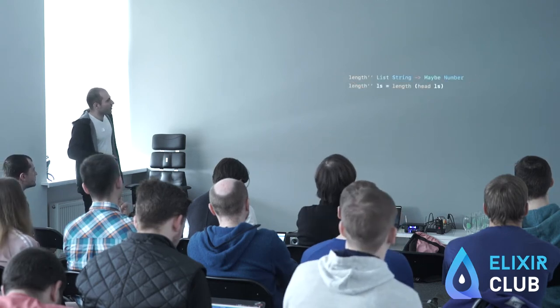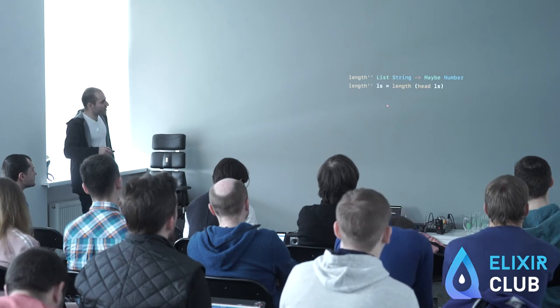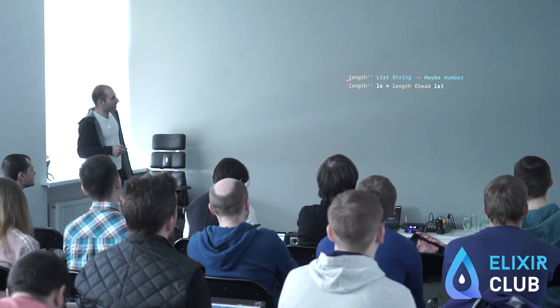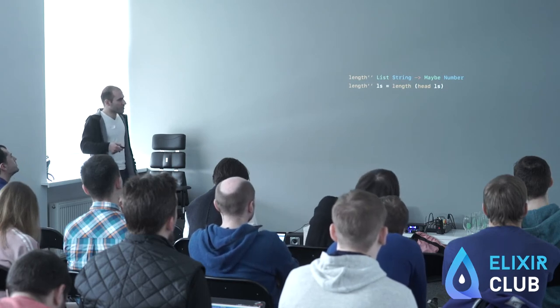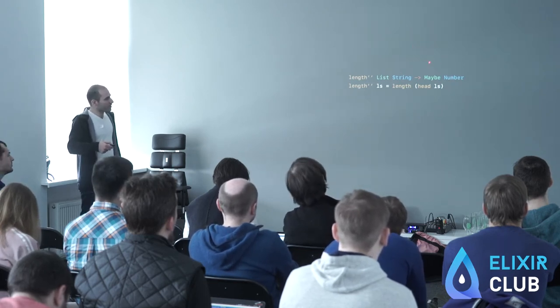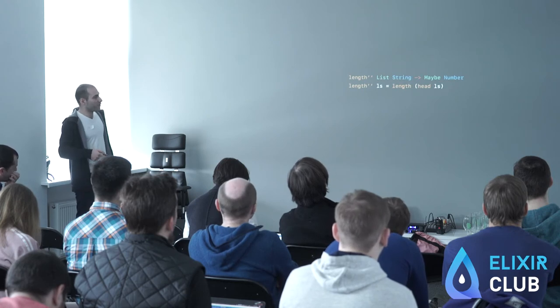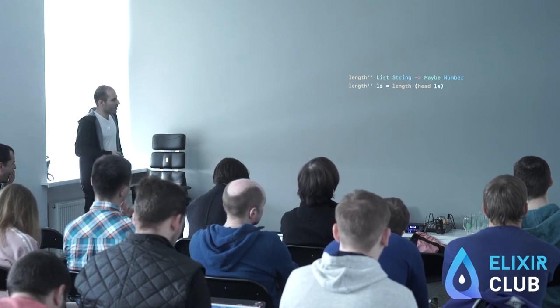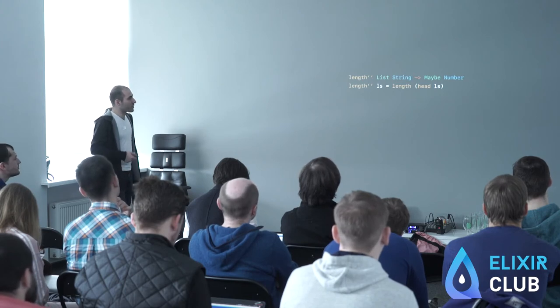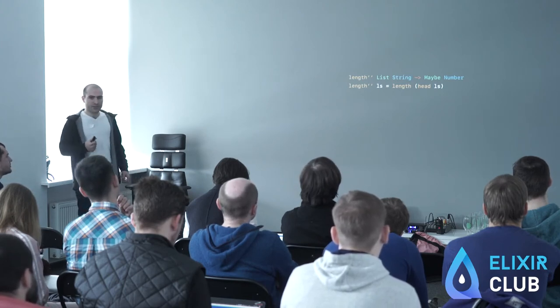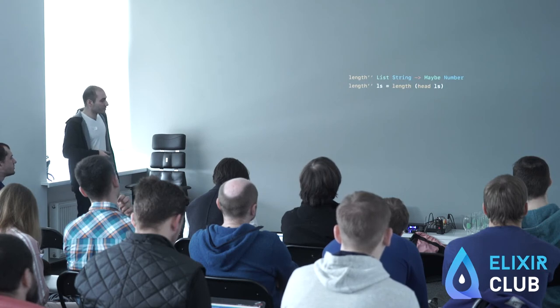And length with this stuff applied will look like this. So from the list of strings, from an endofunctor on strings to another functor on a different type, a number. And this thing actually has a name, it has a title. This type of transformation is called natural transformation. It's one of the very basic concepts.